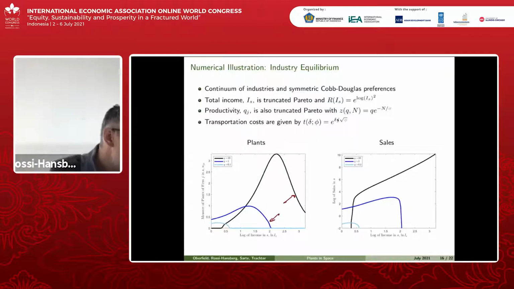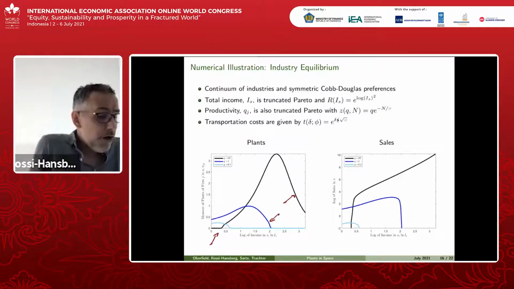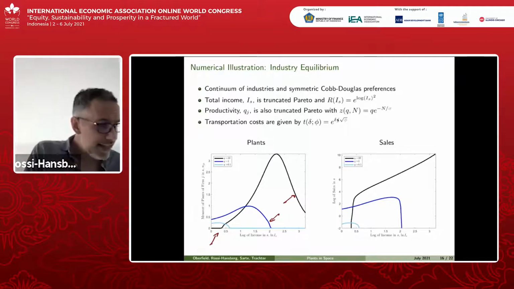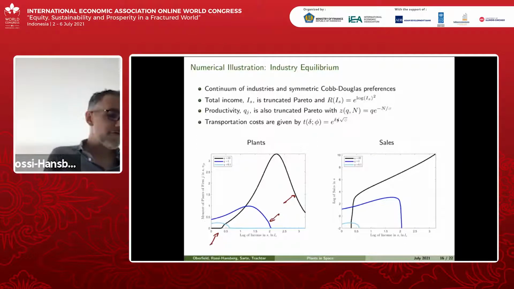Okay, and so you can see how in the model, the dark line, the high productivity firms, are in more places. They are not in the less productive places. The intermediate ones are in the less productive places, but not in the top productive places. So that's exactly the sorting that we were talking about. And the least productive plants are only in the low income places. Okay, and sales kind of reproduce that.